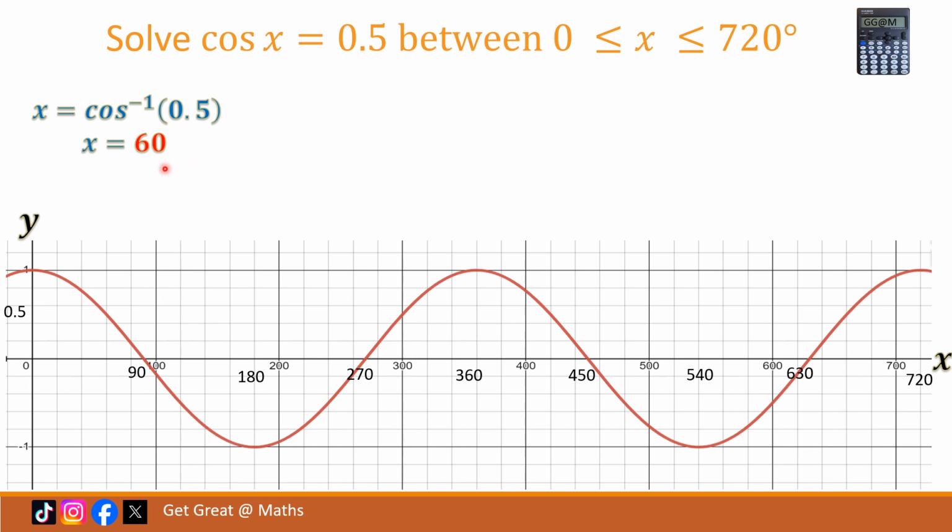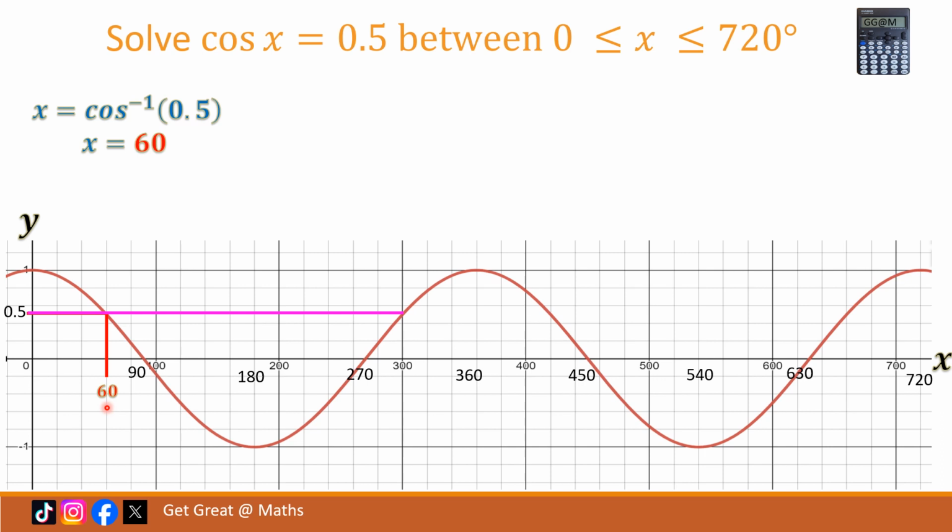Now what this means in relation to the graph is we look at the value of 0.5 again. So from 0.5, I'm going to draw a line across, and then I'm going to draw a line down. So if I come across at 0.5 and then draw a line down, this gives me the angle of 60 degrees. Now from here, I've got my first angle. I now need to work out my second angle.